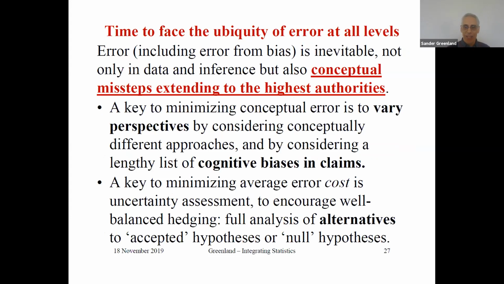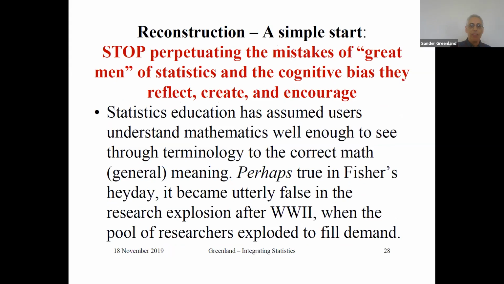Error is inevitable, not only in data and inference, but also conceptual missteps extending to the highest authorities. A key to minimizing conceptual error is to vary perspectives and consider a lengthy list of cognitive biases and claims. Why are they making this claim? A key to minimizing average error cost is uncertainty assessment to encourage well-balanced hedging, with full analysis of alternatives to accepted hypotheses or null hypotheses.